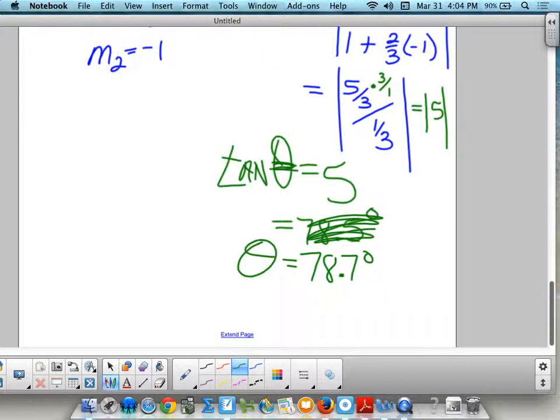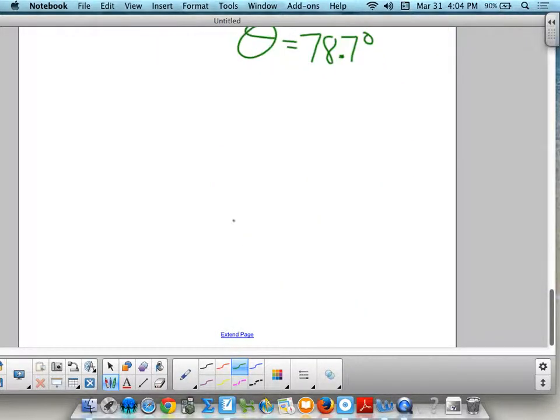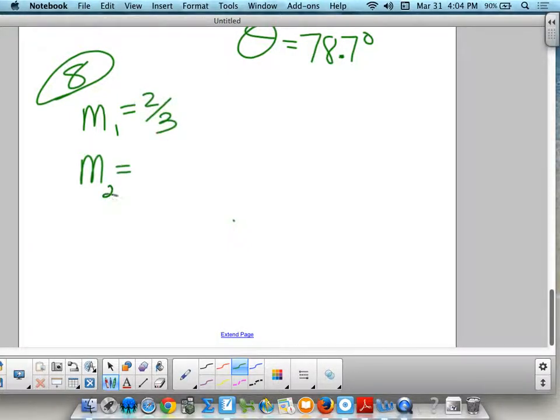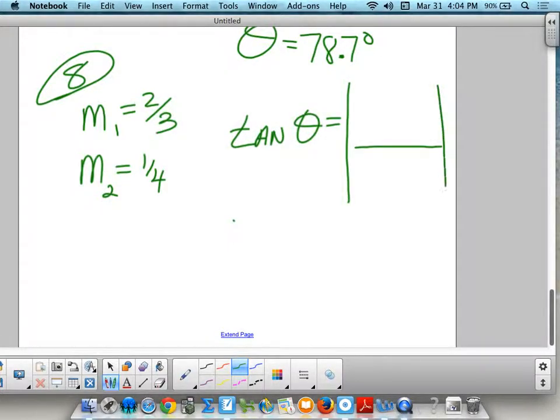Number 8. Number 8 is kind of nice. They already solved for y. So you already have the slope, and the slope of the first line is 2/3. The slope of the second line is 1/4. The angle that they form when they meet happens to be what? 2/3 minus 1/4 over 1 plus 2/3 times 1/4.